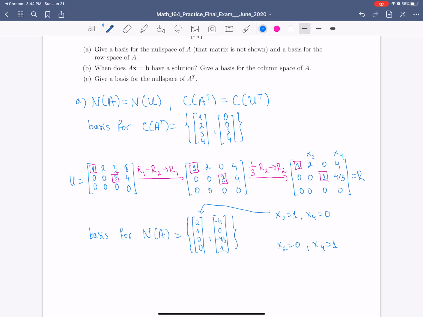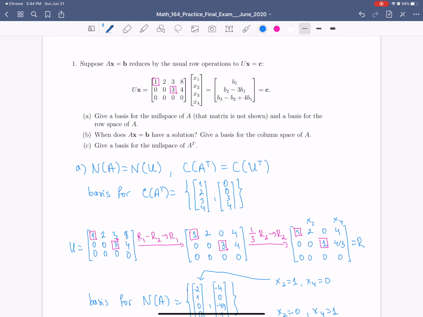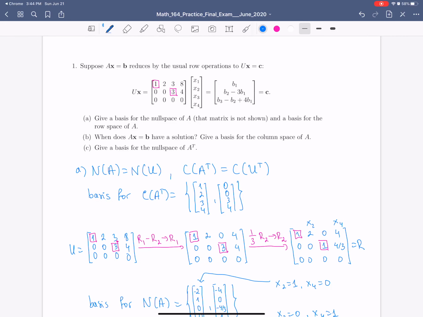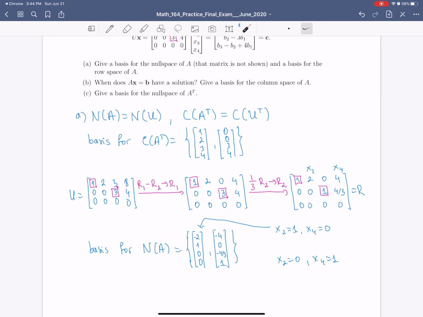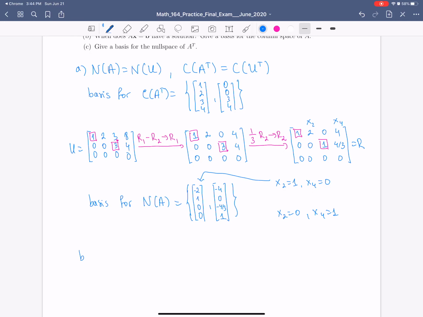So those two special solutions solve for us the null space. All right, we're done with part A. Now part B. When does Ax equal b have a solution? Give a basis for the column space of A. What it's asking here is for what b would Ax equal b have a solution? So the first statement is Ax equals b has a solution if b is in the column space of A, right? Because A times x represents a linear combination of the columns. So if b is not in the column space, then there is no solution.